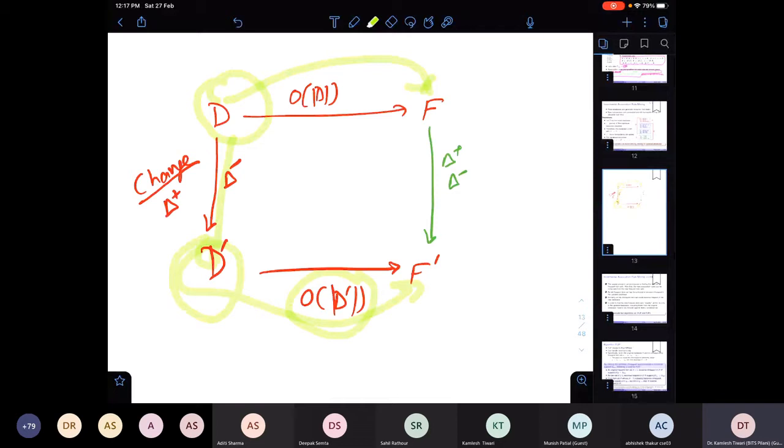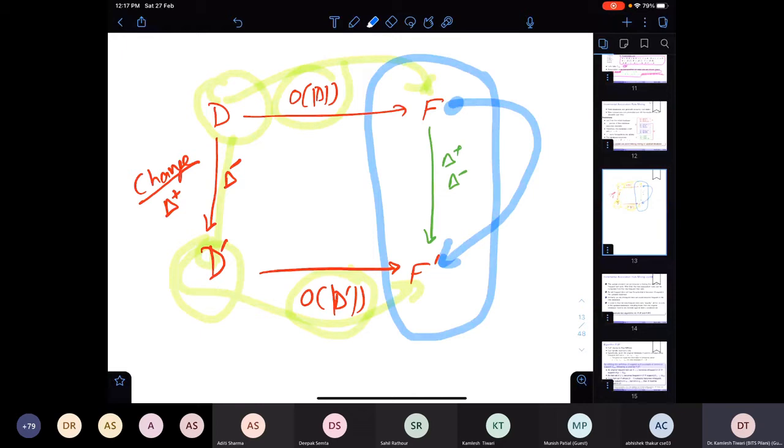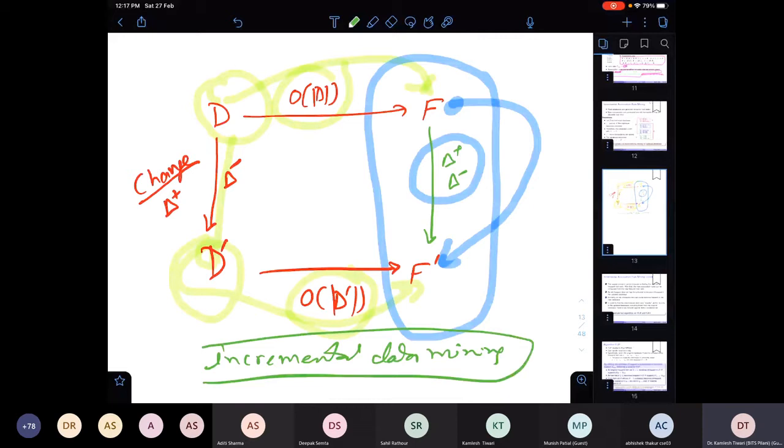My question is, is there a way that I can use this particular thing to generate the F dash by investing only delta plus and delta minus amount of time? If I can do it, it is going to be called incremental data mining. And this is what we are going to discuss. This is the topic of our today's session.